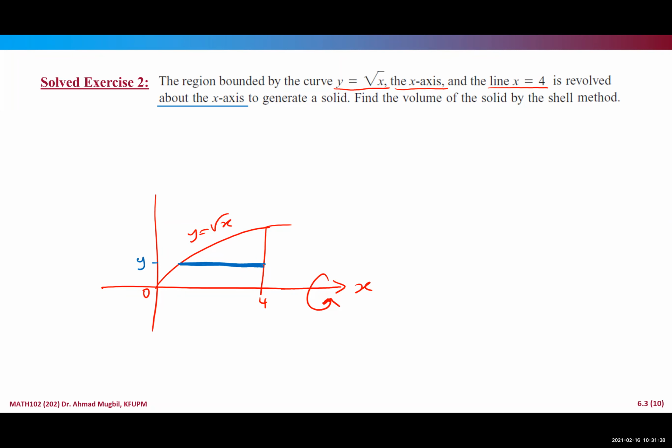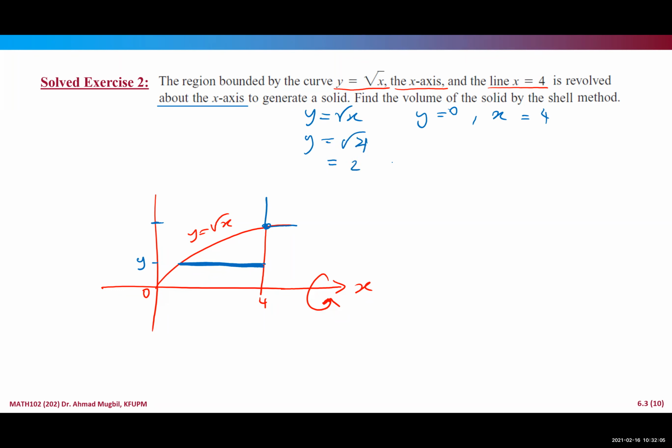y here is a variable between 0 and what? And we need to find this. What is this, Shabab? What is the intersection point of these two graphs? y equals square root of x, and y equals 0, and x equals 4. So when x equals 4, what is y?